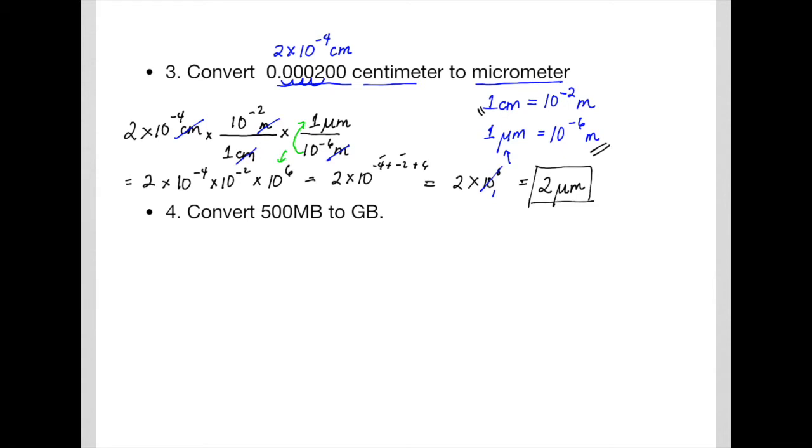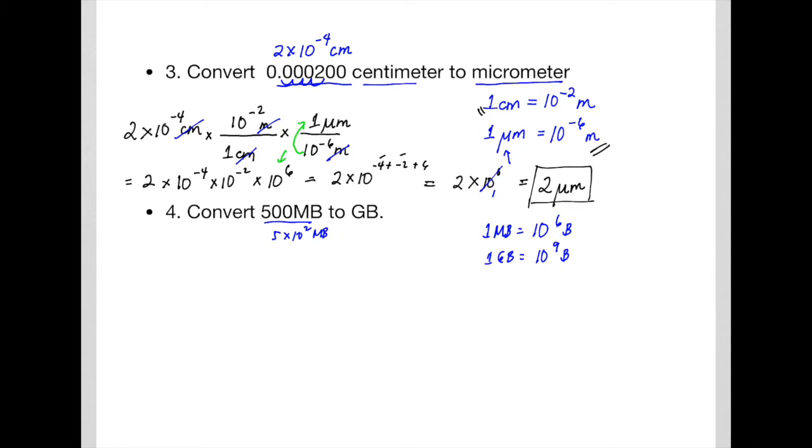Next, let's convert 500 megabytes to gigabytes. Once again, we should get our conversion factor. We have here 1 megabyte, that is 10 raised to 6 bytes. And for 1 gigabyte, that is 10 raised to 9 bytes. So we could now try to write our answer. So we have here 500 MB, that is just equal to 5 times 10 raised to 2 MB.